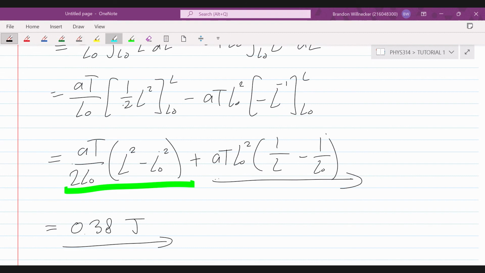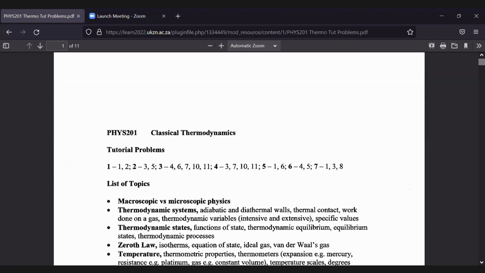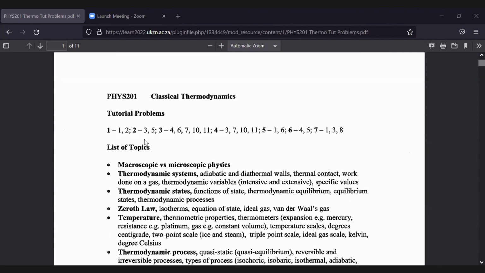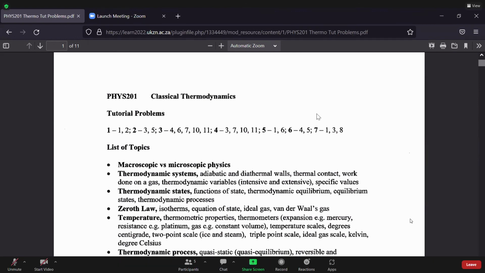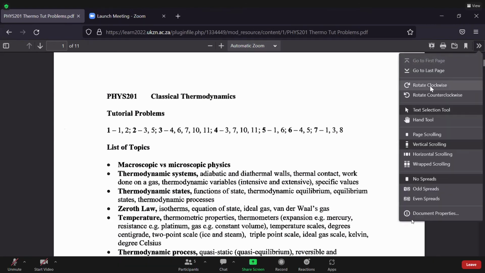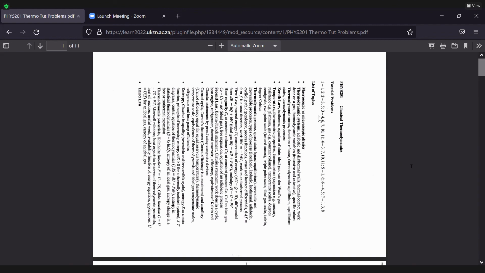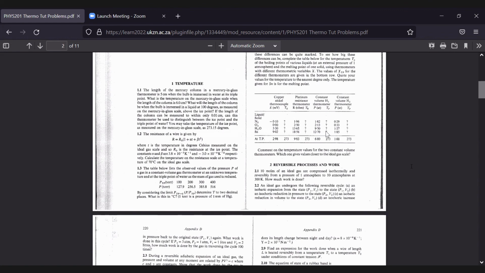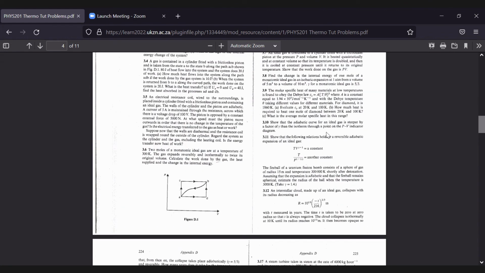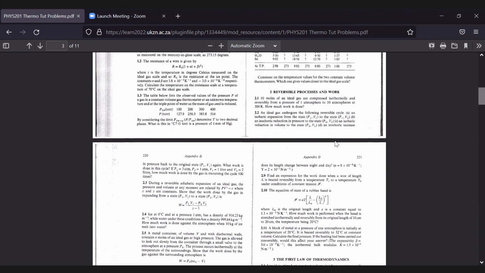Do I have that open here? Okay, let's have a look. 2.2. That wasn't part of the tutorial, but let's have a look. Okay, so for tutorial 2, it was only 3 and 5, but let's look at 2.2. Where's that? 2.2, okay.